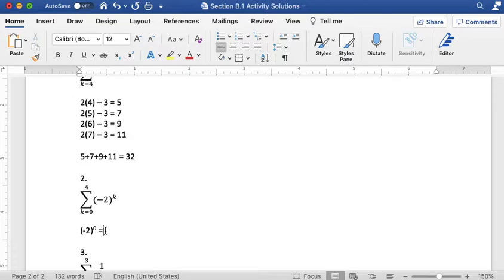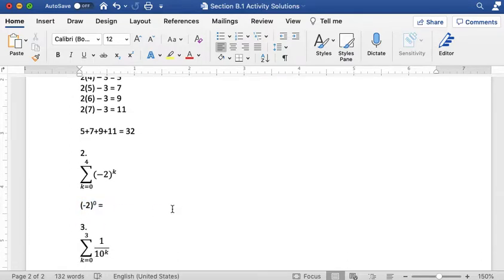And I'm going to use copy and paste here, which is just a little shortcut to help me not have to type so much in. So we're plugging in 0, 1, 2, 3, and 4. Now, when you do this, you can use a calculator to help you. You don't necessarily have to do these mentally. Remember that any number to the 0 power is 1. Negative 2 to the first is negative 2.